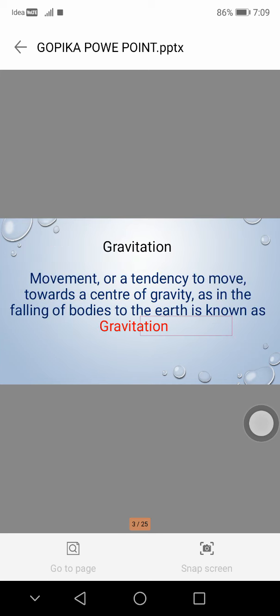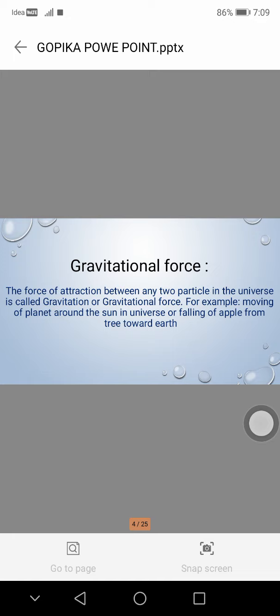Gravitation. First of all, we have to understand what gravitation is. Movement or a tendency to move towards the center of gravity, as in the falling of bodies to the earth, is known as gravitation. So what is gravitational force? The force of attraction between any two particles in the universe is called gravitation or gravitational force. A better example to understand is an apple falling from a tree.